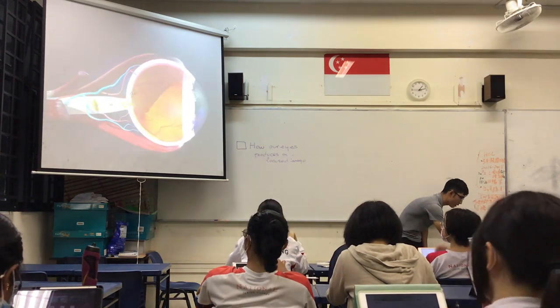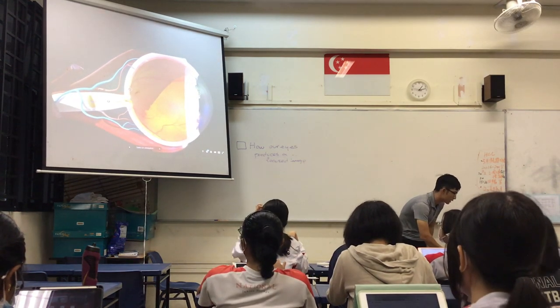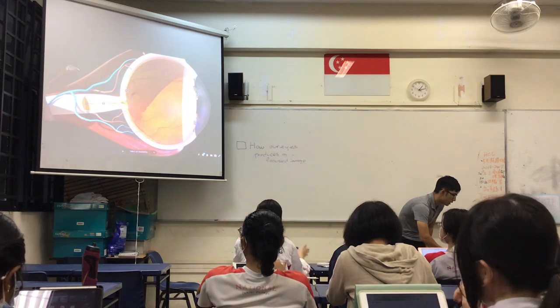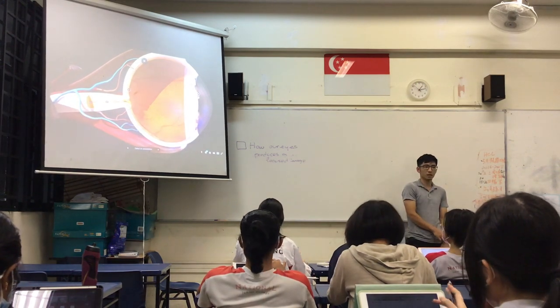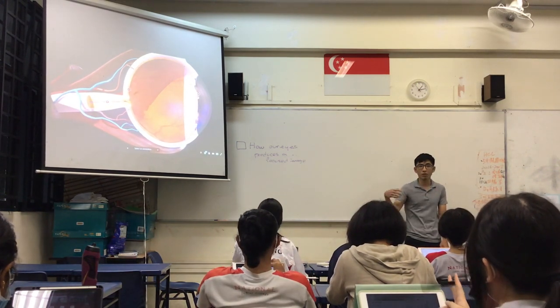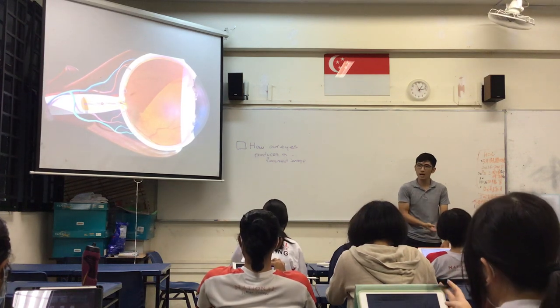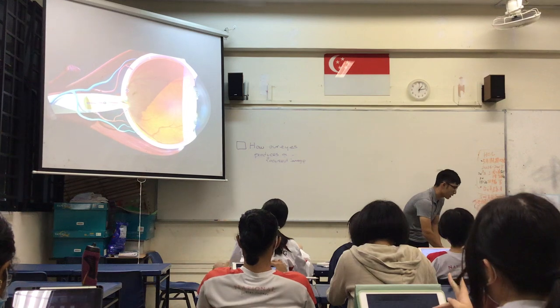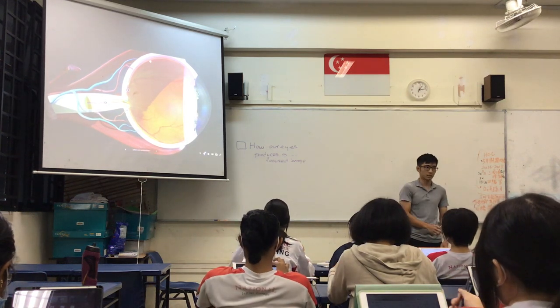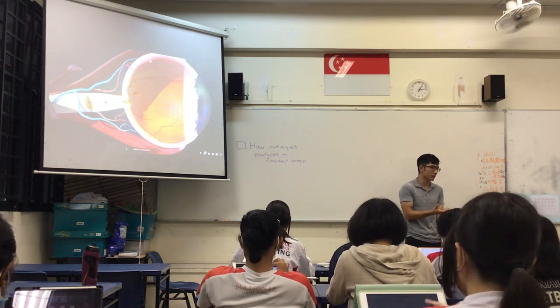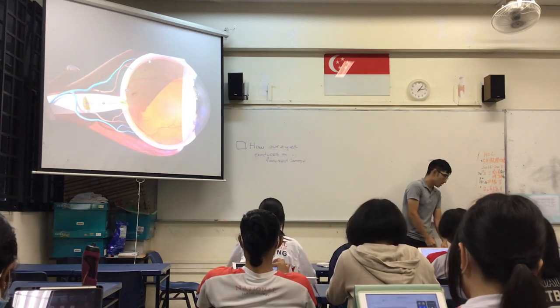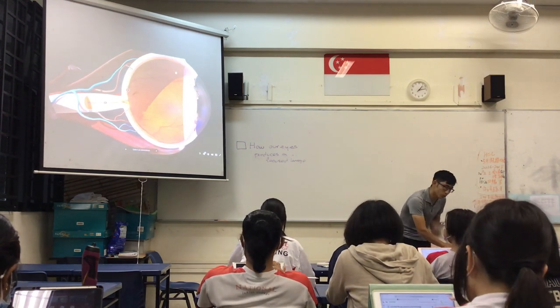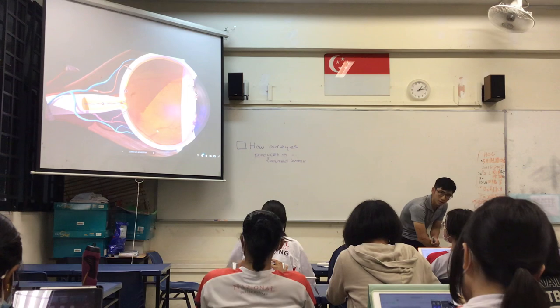Starting from the outside, the thick white layer is the sclera. The layer inside is the choroid, where all the pigments and blood vessels are. The layer on the inside, which starts with an R, is the retina. That's where you find all your photoreceptors, the cells that detect light. Today we're also going to focus on the retina.